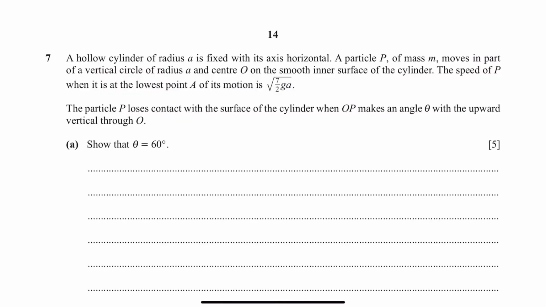Question 7. A hollow cylinder of radius a is fixed with its axis horizontal. A particle P of mass m moves in a part of a vertical circle of radius a and center O on the smooth inner surface of the cylinder. The speed of P when it's at the lowest point A of its motion is root 7 over 2 ga. The particle P loses contact with the surface of the cylinder when OP makes an angle theta with the upward vertical through O.